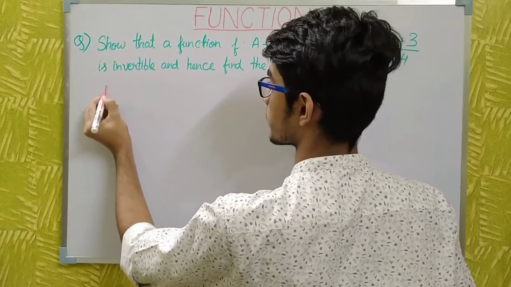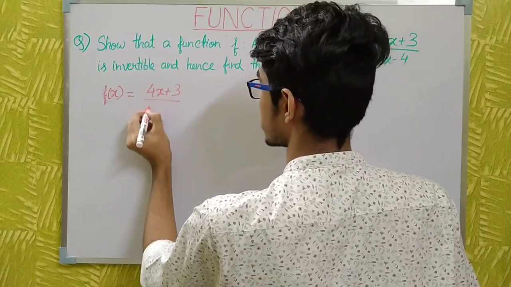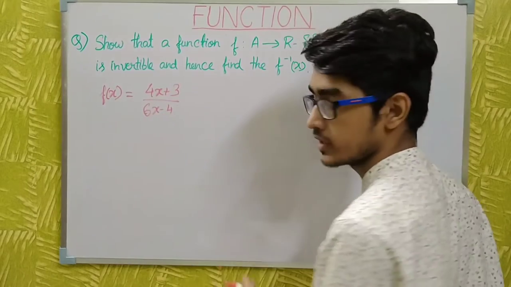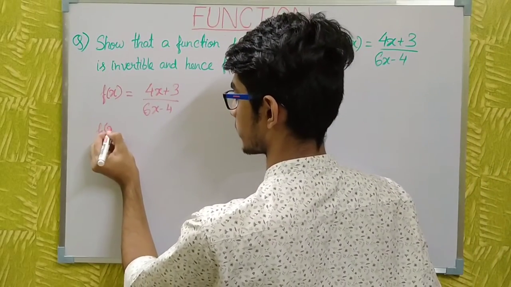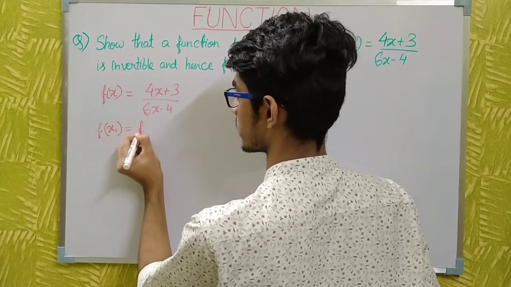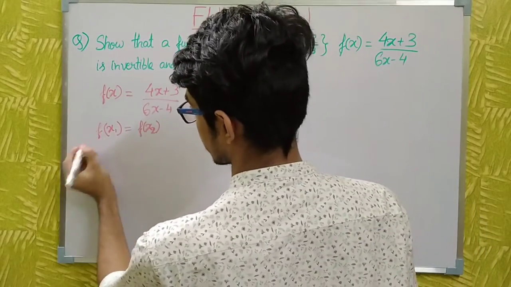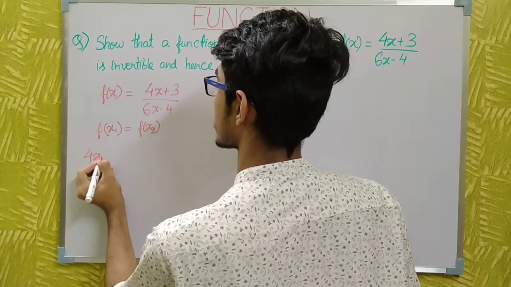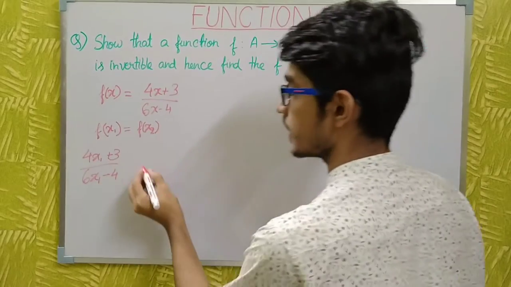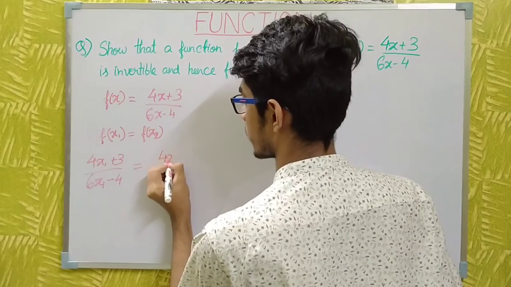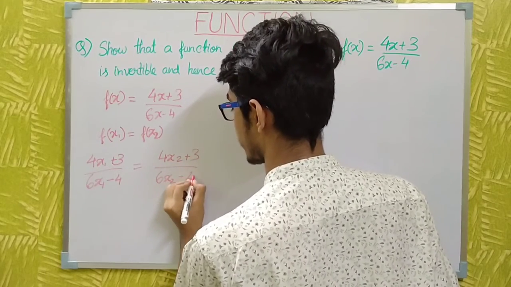Then f(x) equals 4x plus 3 by 6x minus 4. For injective, I have told in the previous lecture that we have to show that if f(x1) equals f(x2), then x1 equals x2. Then for f(x1) we will take 4x1 plus 3 by 6x1 minus 4 equals 4x2 plus 3 by 6x2 minus 4.